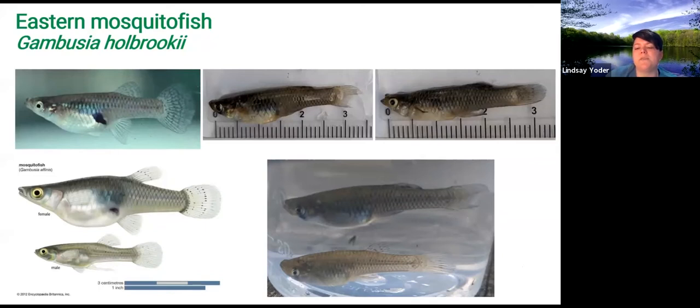The eastern mosquito fish can proliferate harmful algal blooms as well because of their really high consumption of zooplankton, which are then not around to keep phytoplankton or algae in check. And they actually consume larval fishes as well as frog eggs.